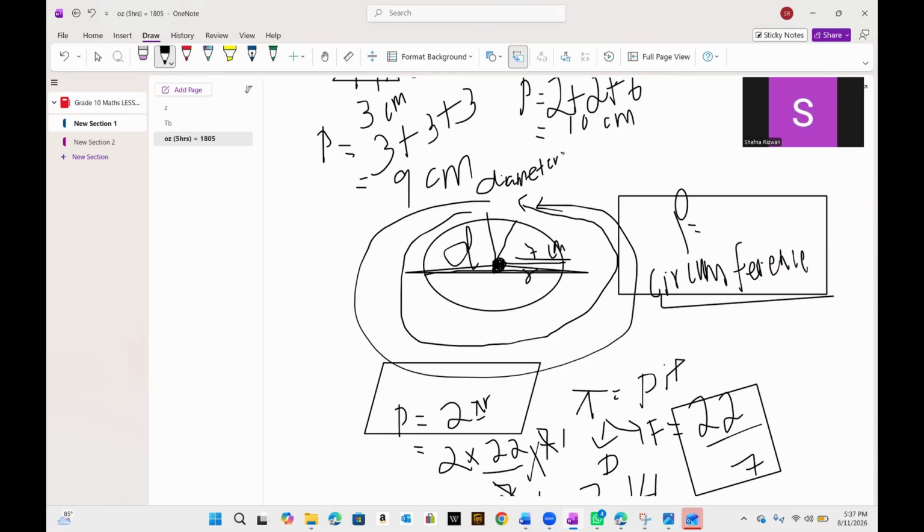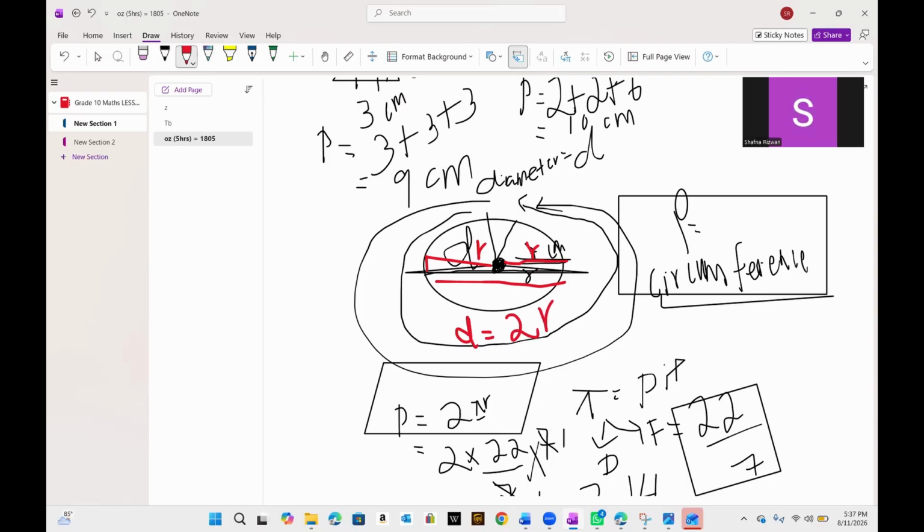Diameter means D. So this is known as diameter. Now let's say here you have one radius and here you have another radius. Then what can you say about diameter? Diameter is a full straight line. So diameter equals to what then? Diameter equals to 2r. Right?